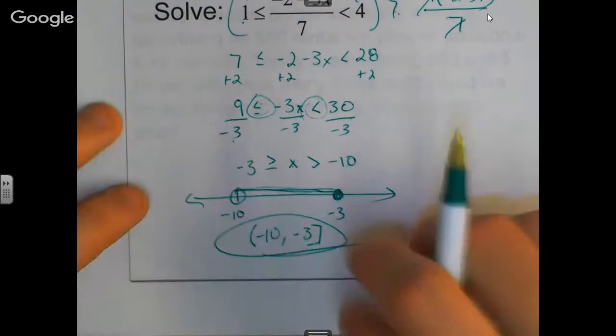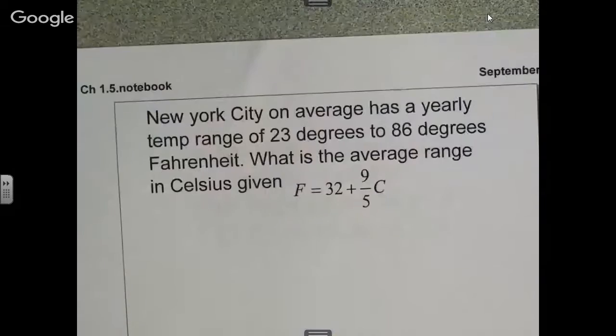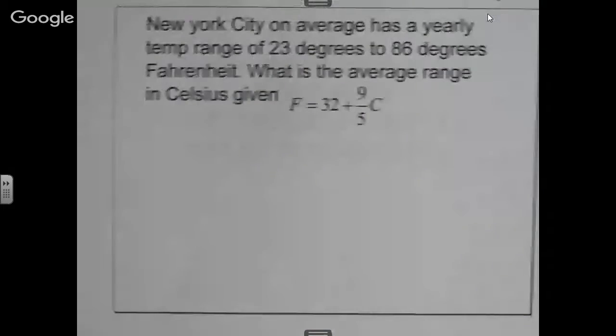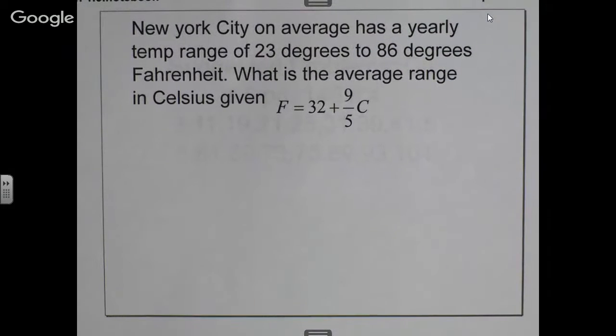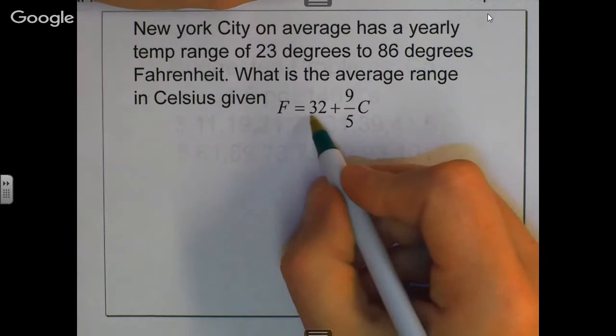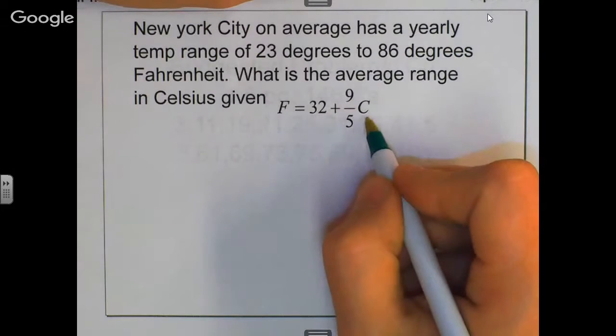All right, and of course, we have our lovely word problems. New York City on average has a yearly temperature range of 23 degrees to 86 degrees Fahrenheit. What is the average range in Celsius, given F equals 32 plus 9/5 C?